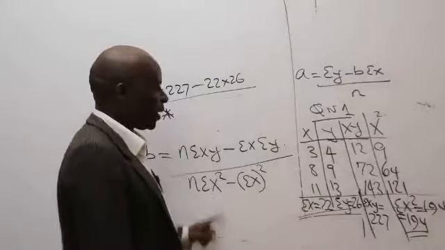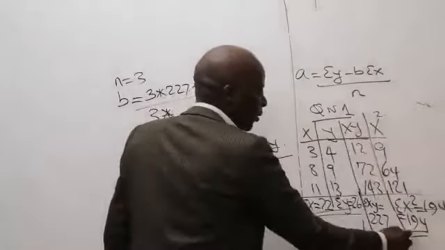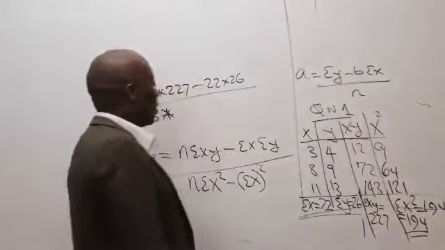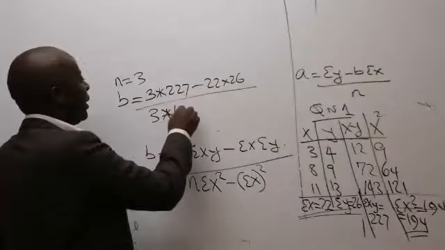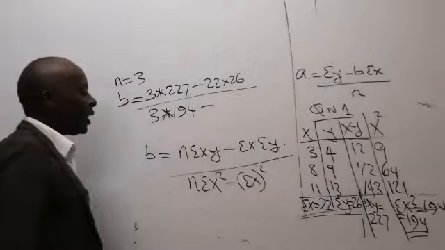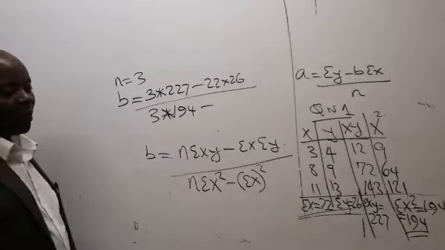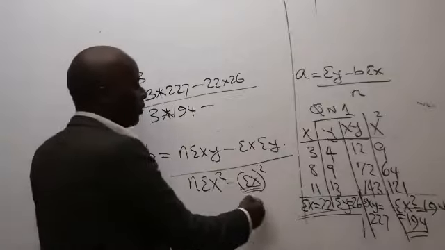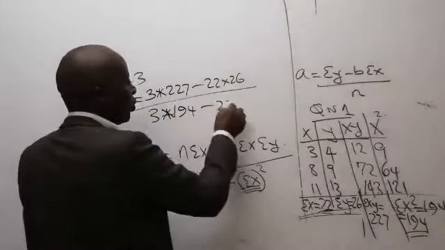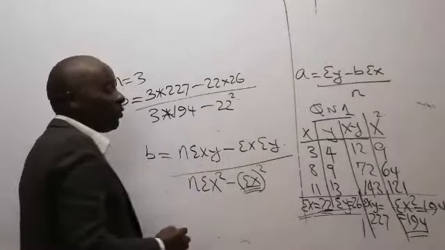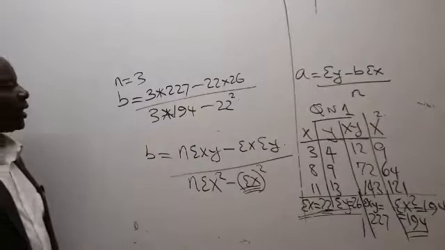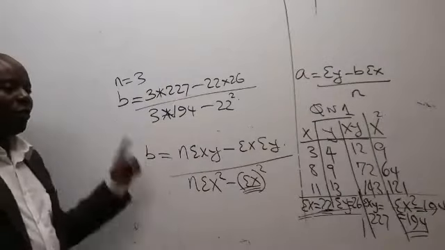Sigma x squared, you already have it somewhere here. You took individual values of x, squared them, and then added them up. So this one gives us 194, minus, in brackets, sigma x, which is 22, squared. Here you have to be quite careful and accurate in how you get your numerator and denominator values.